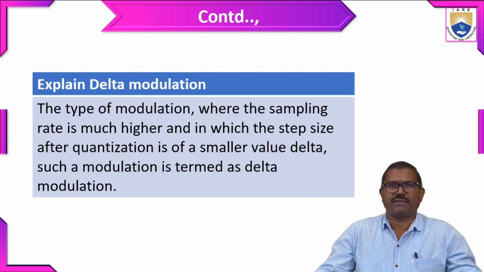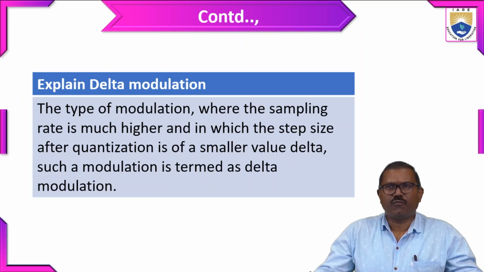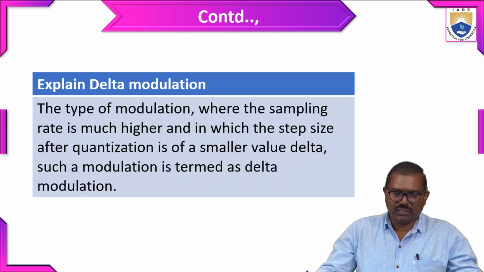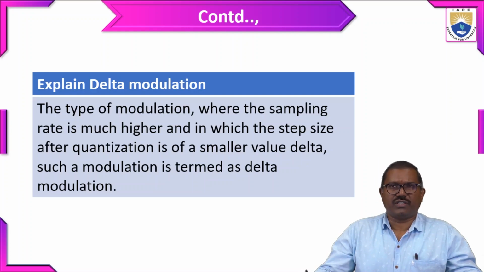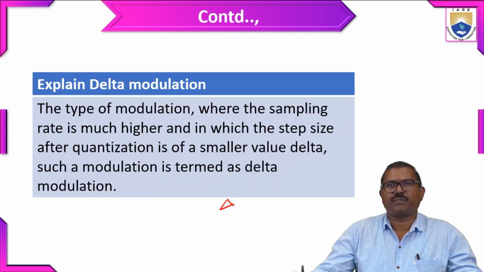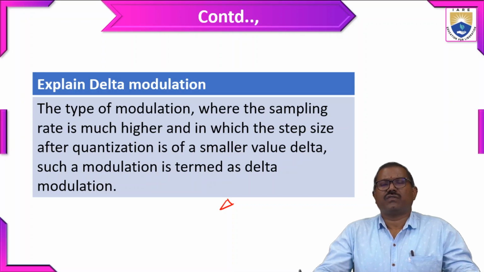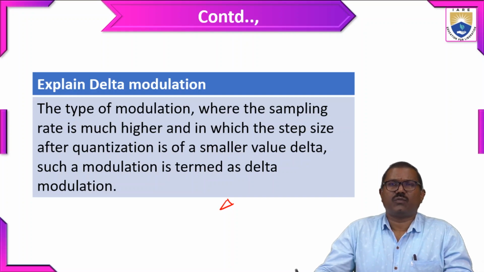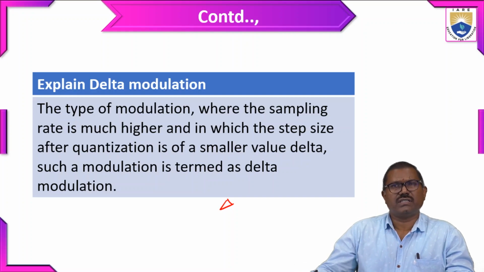Explain delta modulation. It is a type of modulation where the sampling rate is much higher and in which the step size of quantization is of a smaller value, delta. Such modulation is termed delta modulation. Here delta is the step size. It is one of the digital modulation techniques, a digital modulation system.